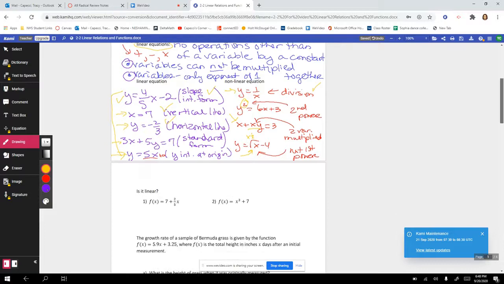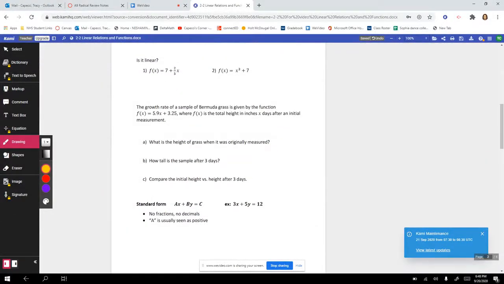All right, so let's take a look. The question is, is it linear? So we have to decide yes or no. Well, this right here is a fraction, which we're allowed to have. So I could put that in slope-intercept form. So that's a yes, that's linear. Number 2, I have 5x, and then I've raised the power of x to the third. So I know I can't have that. So no, that's not linear.